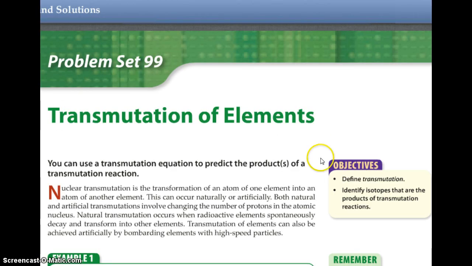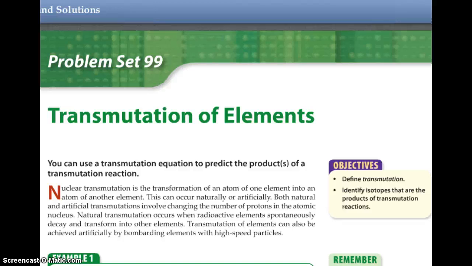Transmutation of elements. Objectives: define transmutation, identify isotopes that are products of transmutation reactions. You can use a transmutation equation to predict the products of a transmutation reaction. Nuclear transmutation is a transformation of an atom of one element into the atom of another element. This can occur naturally or artificially.